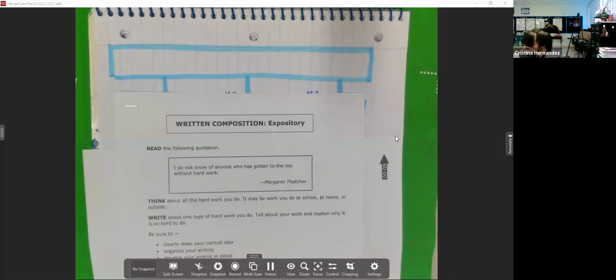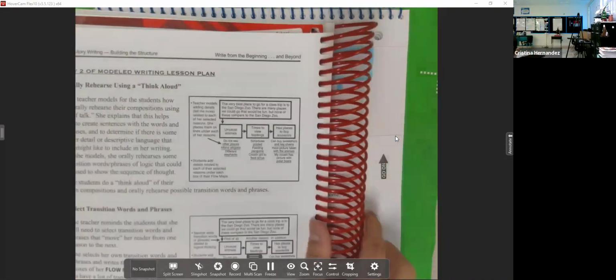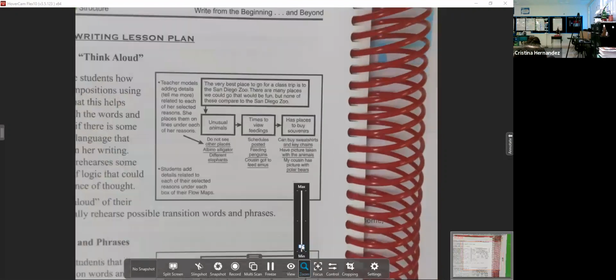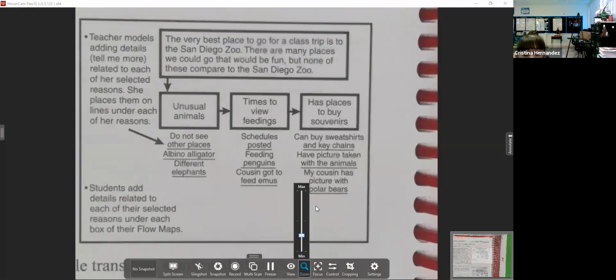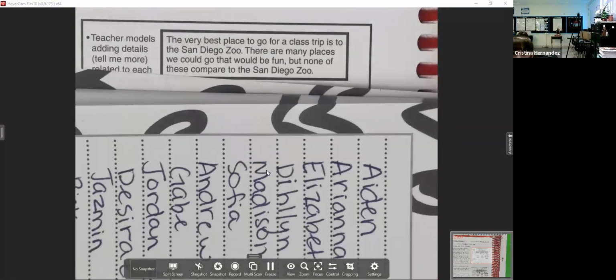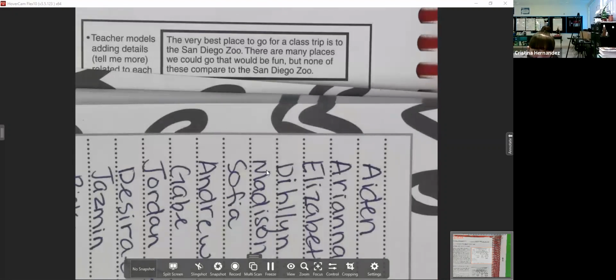Let me give you an example of one right here. I know it's kind of hard to see. Let me zoom in. So here's what they're drawing right here, what we are drawing on our paper, right? I'm going to read this introduction here. Don't even worry about this bottom part. And I'm going to ask y'all, what are they writing about? What are they trying to tell us about?